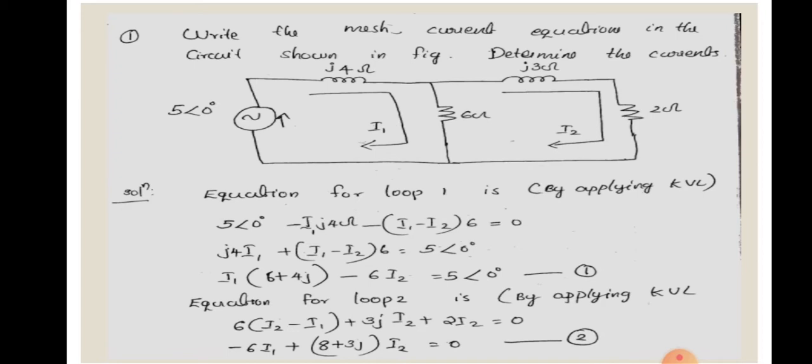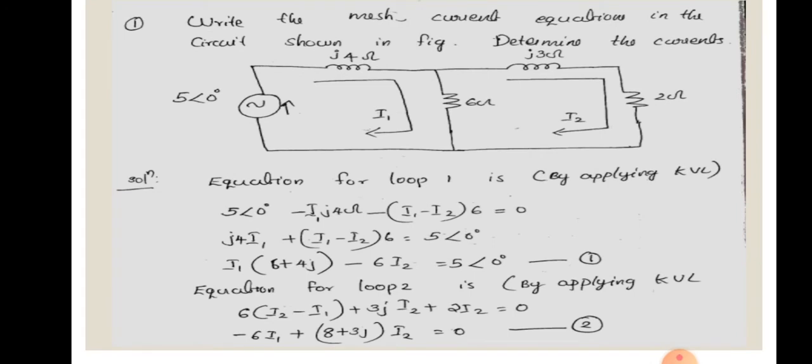Here the currents are marked as I1 and I2, and for the first mesh or first loop, we can apply KVL. In the KVL rule, starting from 5 angle 0, that is the voltage value, we can write 5 angle 0 minus I1 into j4 ohm minus (I1 minus I2) into 6 equal to 0. That is the first KVL equation. In that equation, 5 angle 0 can be taken to the right side. So we will get 4j into I1 plus (I1 minus I2) into 6 equal to 5 angle 0. In that case, we can separate the I1 and I2 terms. So we will get I1 into (6 plus 4j) minus 6 into I2 equal to 5 angle 0. That is the first equation.